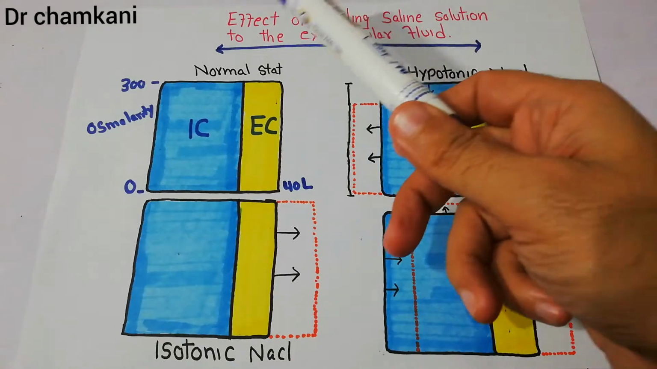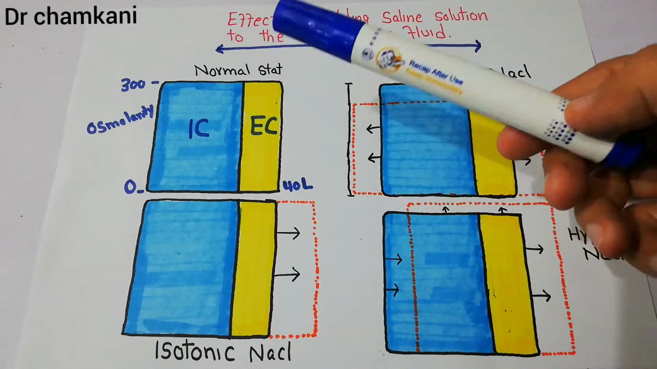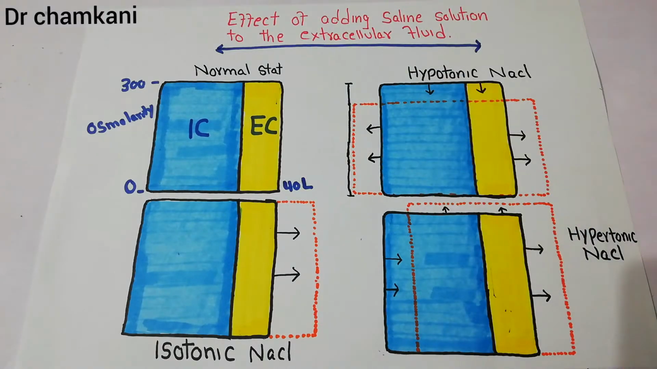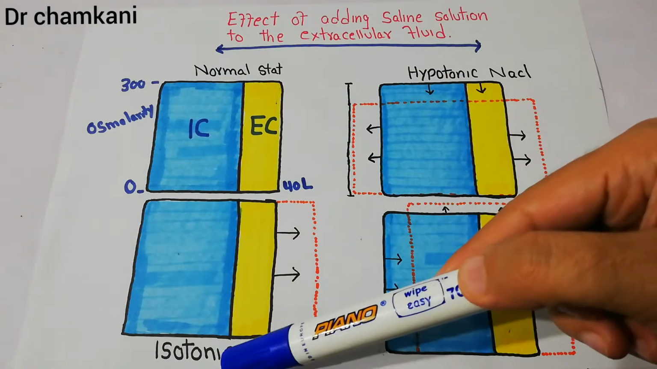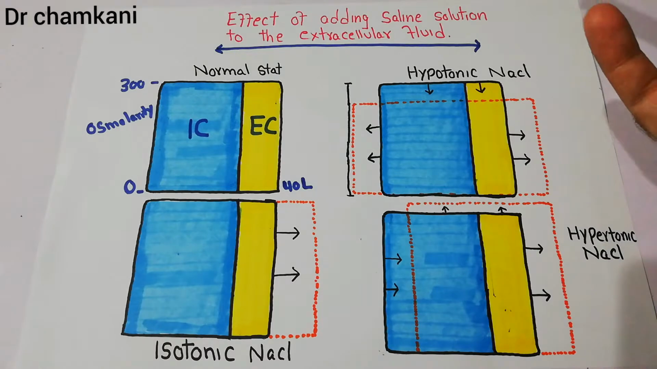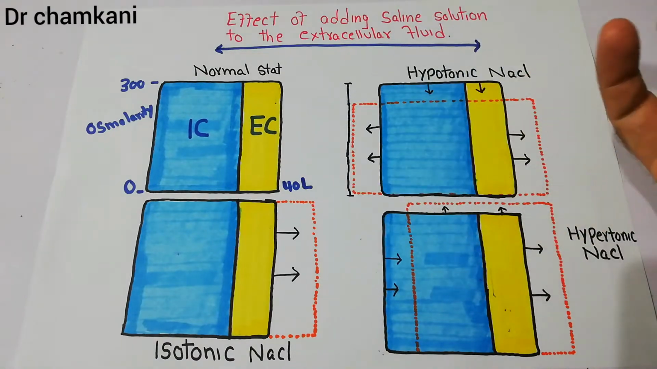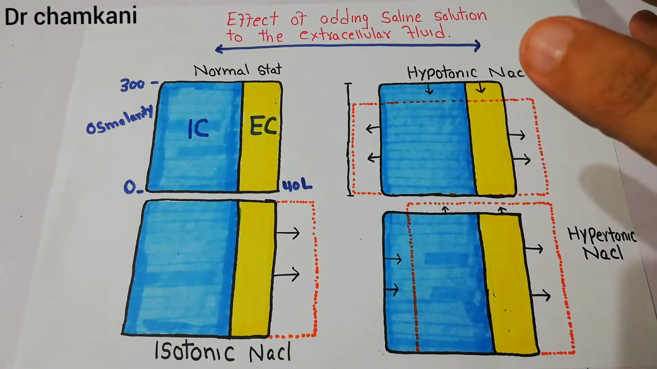In this lecture, we will talk about the effect of adding saline solution to the extracellular fluid, and we will discuss the effect of different types of saline solution like isotonic saline solution, hypertonic saline solution, and hypotonic saline solution. And we will see that when we add the solution to the extracellular fluid, what will be its effect on the extracellular fluid and the intracellular fluid, what will be its effect on the volume and the osmolarity.